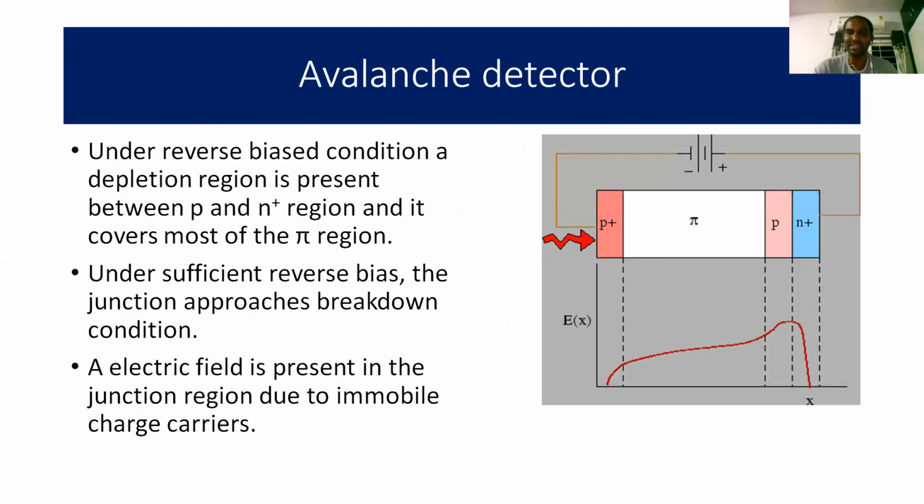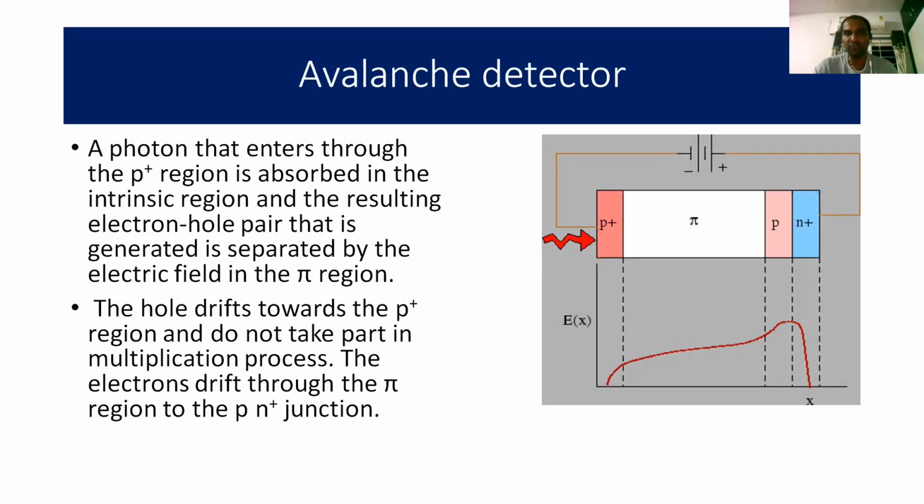An electric field is present in the junction region due to the immobile charge carriers. A photon enters the P plus region; the red colored arrow indicates the photon entering from the left side. So the first region is the P plus region. Such a photon is absorbed in the intrinsic region, the pi region, and results in the production of an electron hole pair. Such an electron hole pair is separated by the electric field present in the pi region.